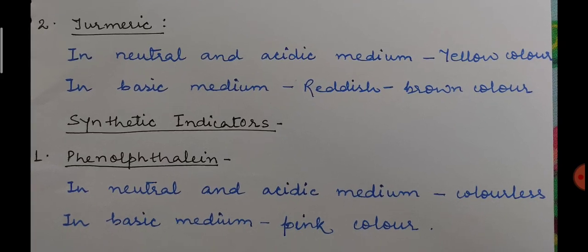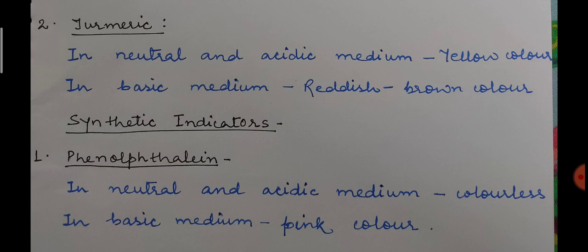Now the second natural indicator is turmeric, which is also well known to you. In neutral and acidic medium it shows yellow color, which you already know. That means it is available to us in the form of yellow color itself, and in acidic medium it retains its color, and that is why it is yellow. Whereas in basic medium it shows reddish brown color.